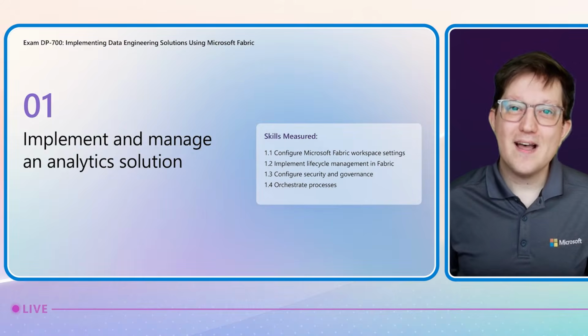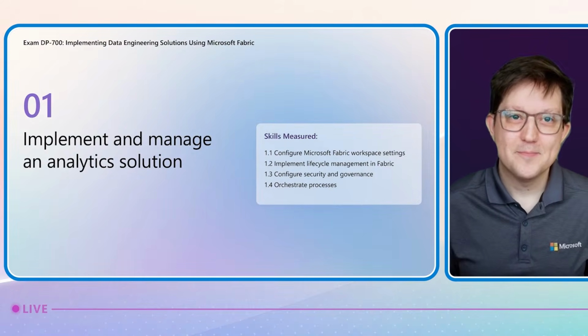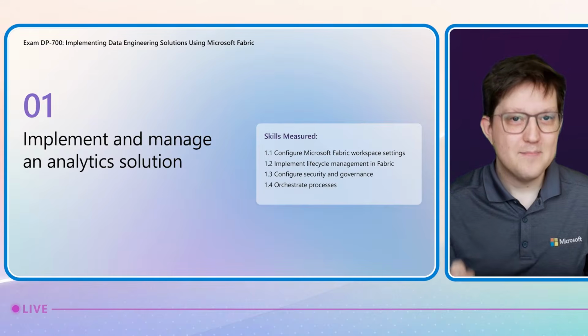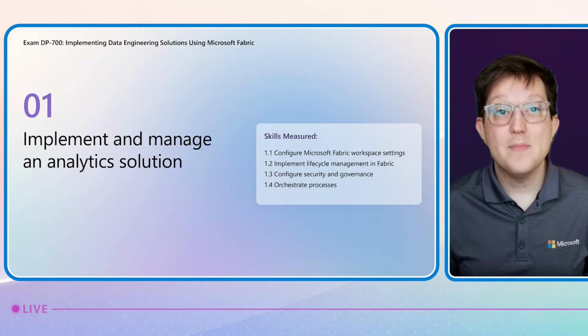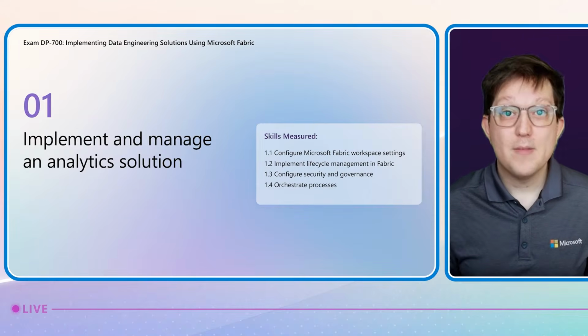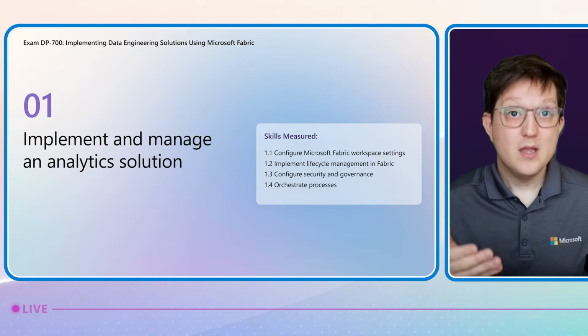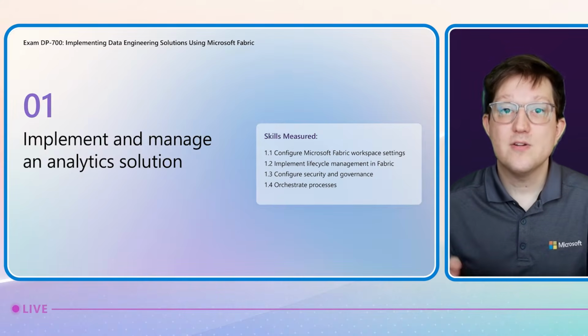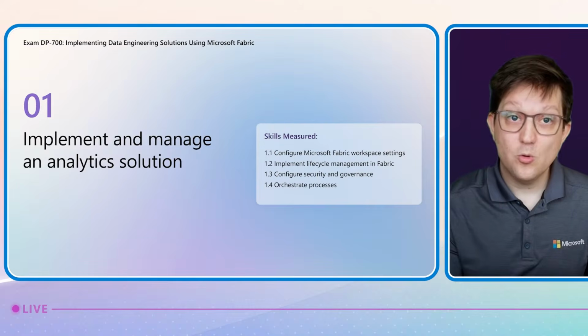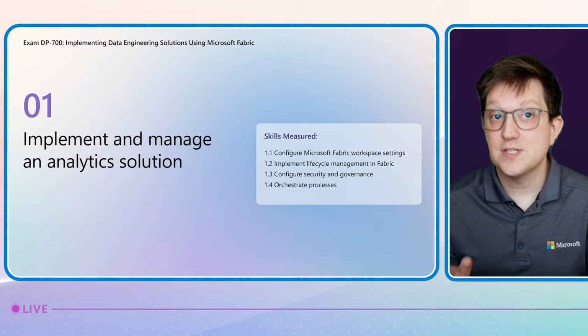All right, let's start on our first objective here. We are going to look at implementing and managing an analytics solution. There are 3 specific skills that we are measuring within this: configure Microsoft Fabric workspace settings, implement lifecycle management within Fabric, and configure security and governance. Don't forget to also think about the orchestration of processes within.